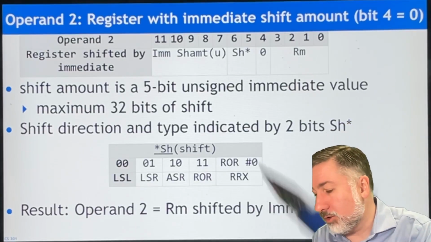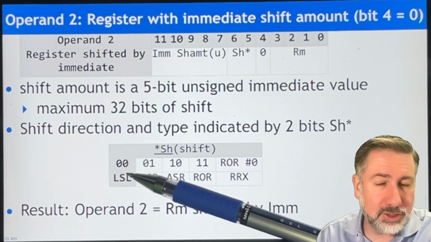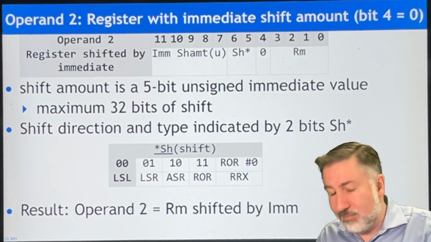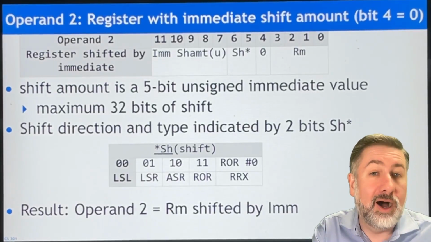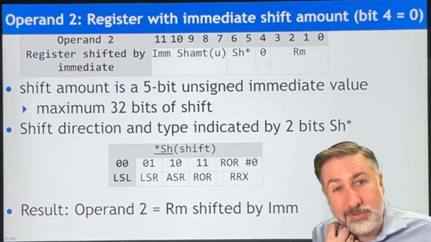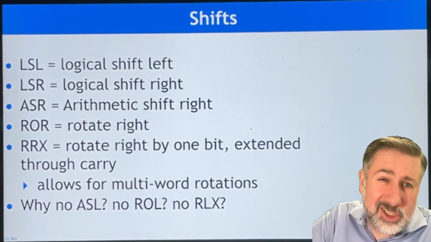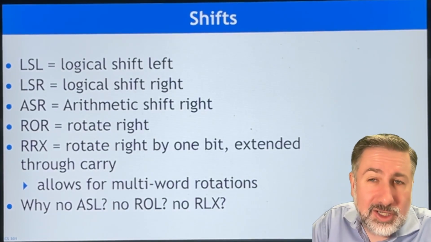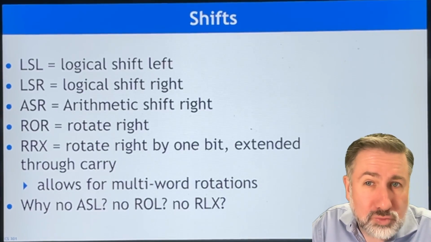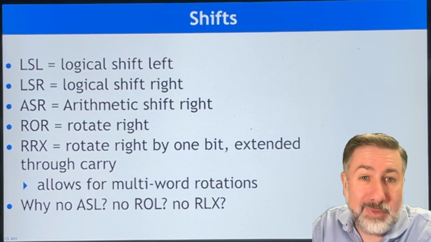So the 2 bits here specify one of these shift possibilities: logical shift left, or 3 different kinds of shift right: logical, arithmetic, and rotate. And then you can also specify a rotate right through the carry for an extended rotate. LSL is logical shift left, LSR is logical shift right, ASR is arithmetic shift right, ROR is rotate right. You don't need a rotate left because you can rotate right by 32 minus that.